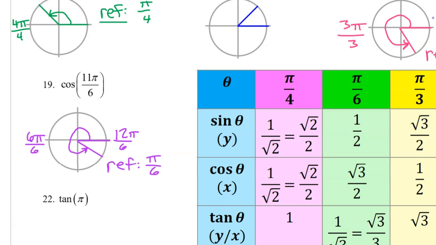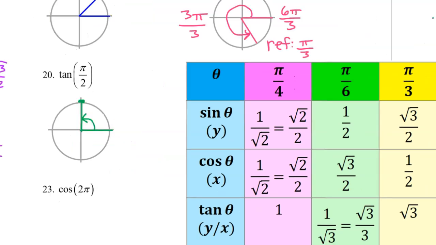Since the cosine of pi over 6 is radical 3 over 2, the answer will either be radical 3 over 2 or negative radical 3 over 2. On the unit circle, cosine is the x value, and x values are positive in the fourth quadrant because we are to the right of the y-axis. So we will leave the answer as positive radical 3 over 2.